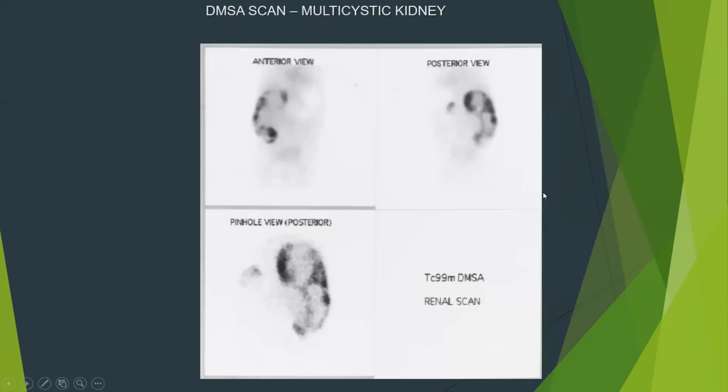We can see another case in which this is a multicystic kidney, and we can see such a grossly enlarged and photopenic defect in the kidney.